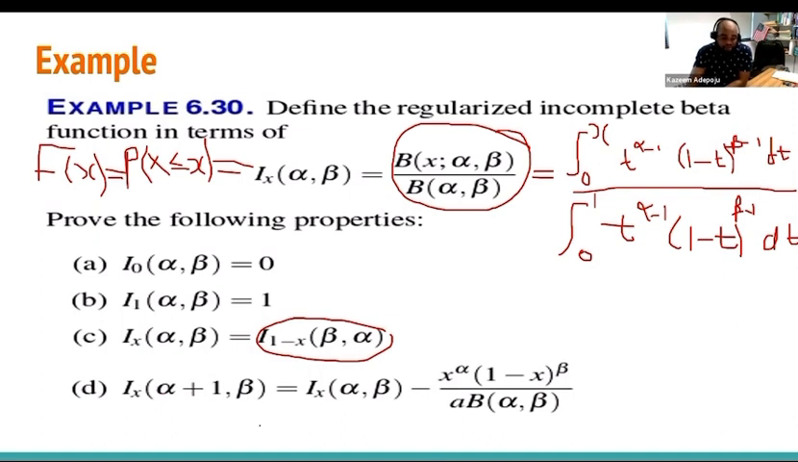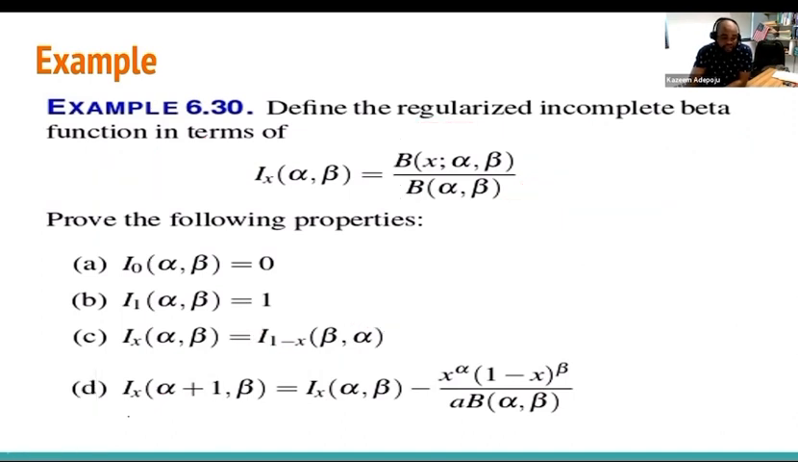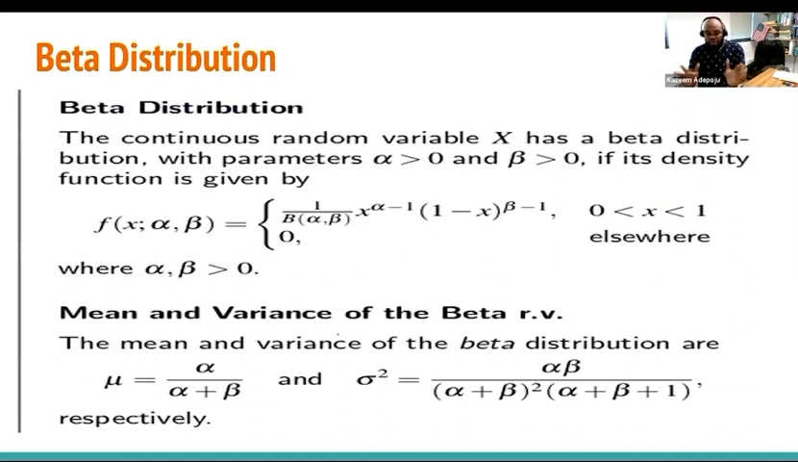Okay, so let me tell you this. If you basically want to try this out, what you're trying to say is where you have your alpha, you want to put alpha plus 1, and at the end of the day, you're basically going to end up with this. So I'm going to leave that to you so you can try it. Okay, so this is the beta distribution now.